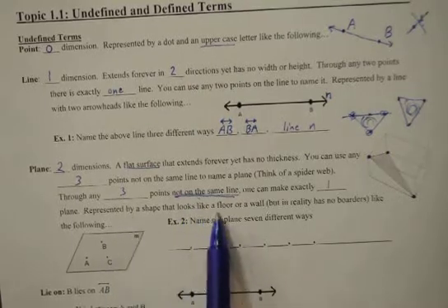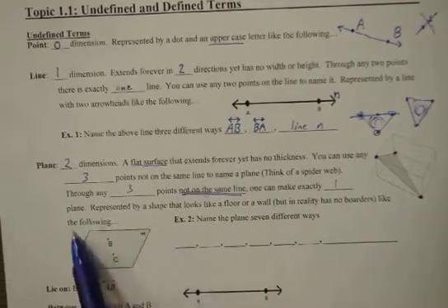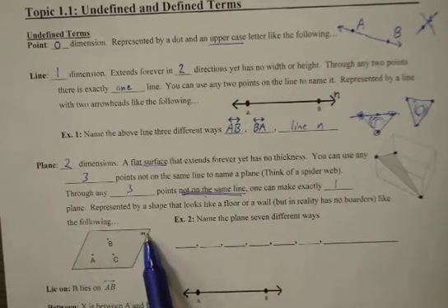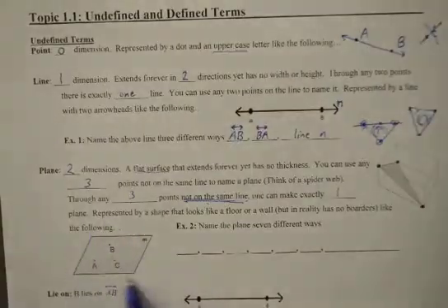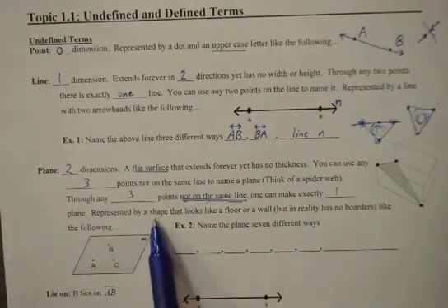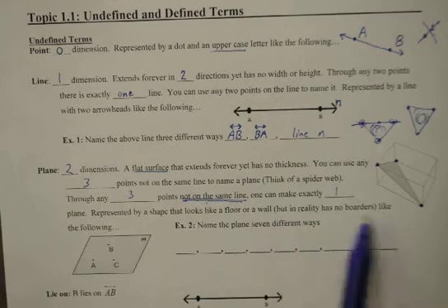It's represented by a shape that looks like a floor or a wall. This is like what you'll see for a plane. Yeah, a plane could be a triangle too. It just has to be any flat surface. Represented by a shape that looks like a floor, like the following.